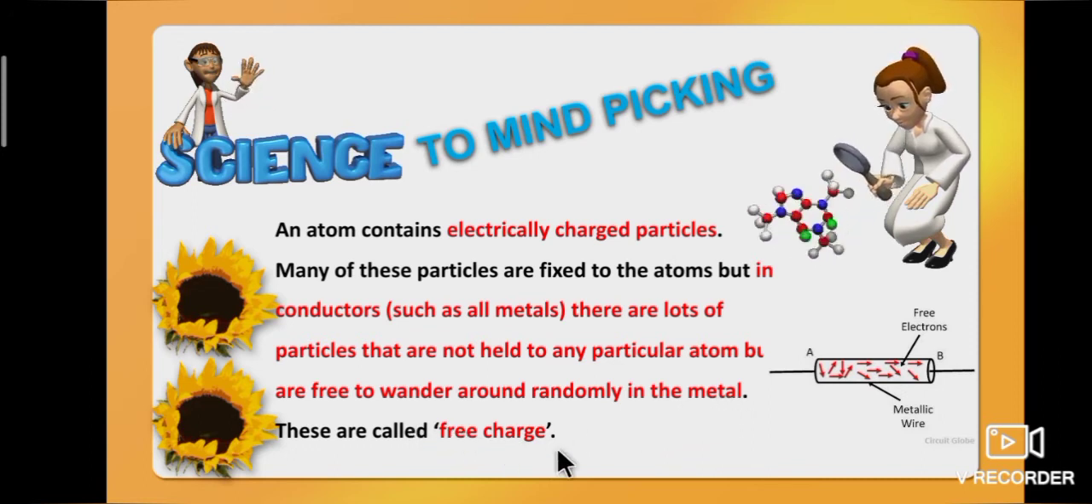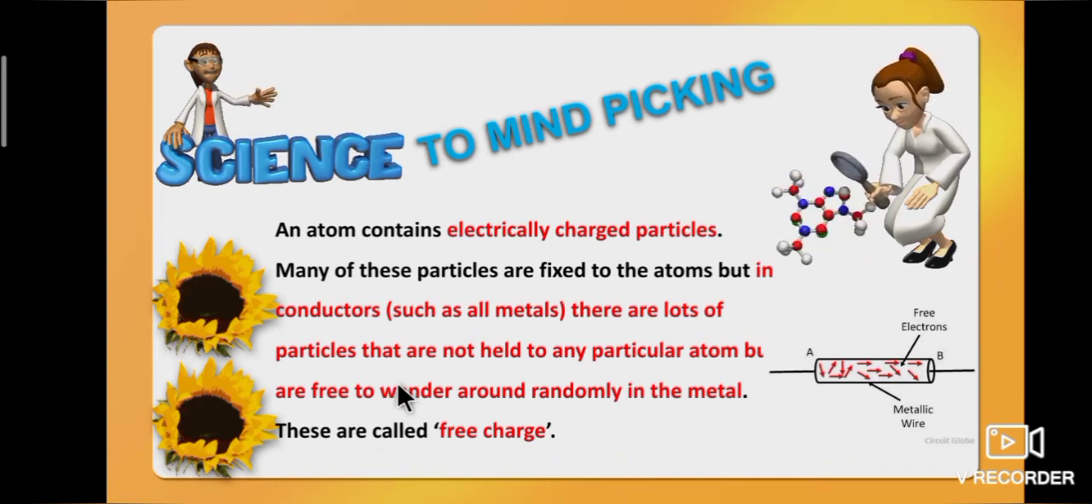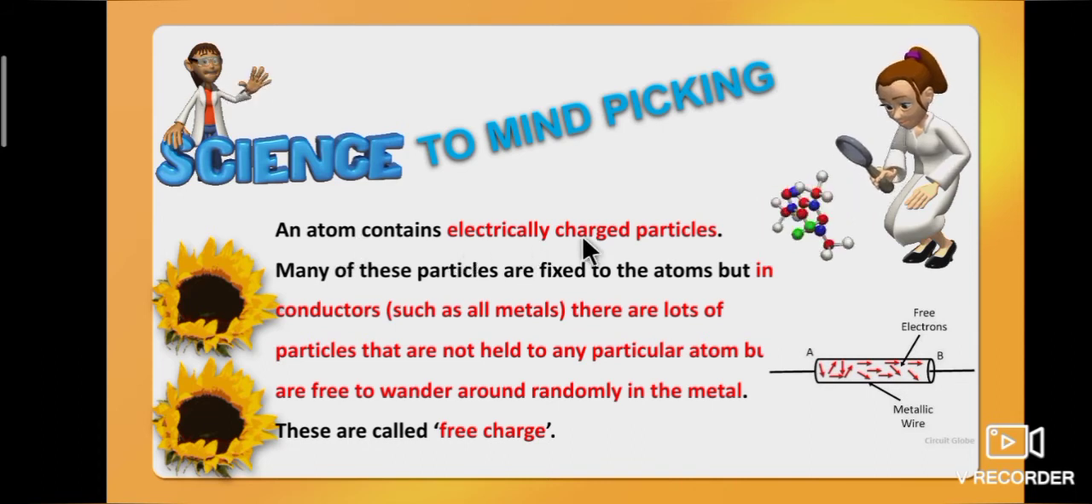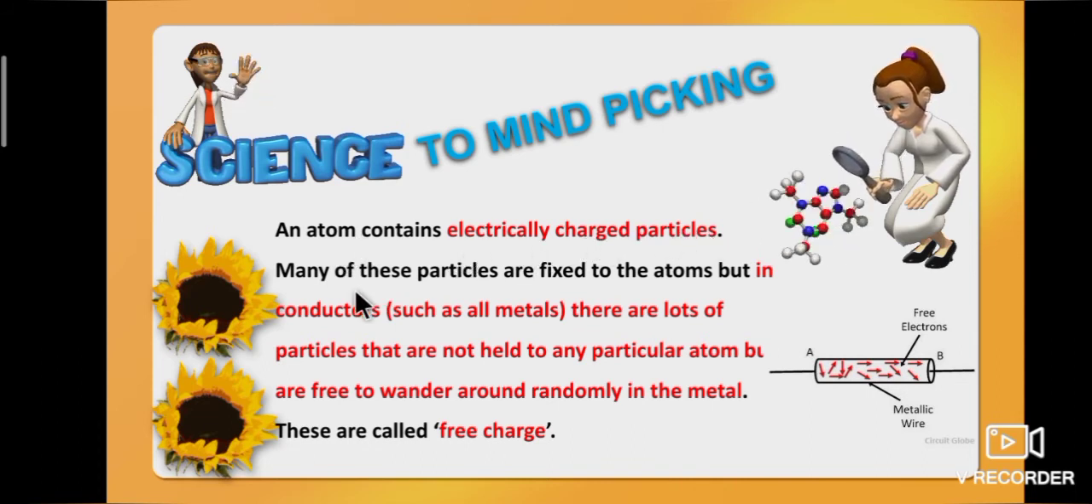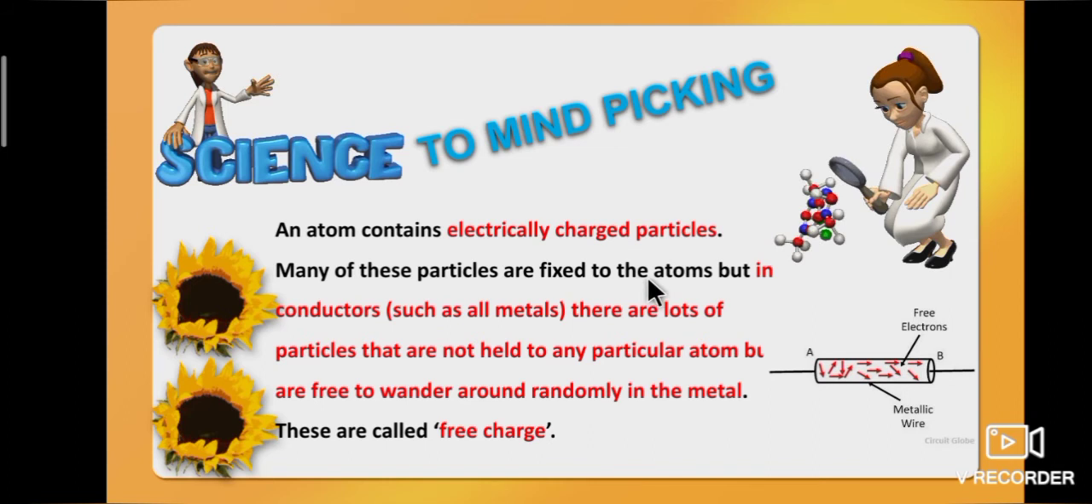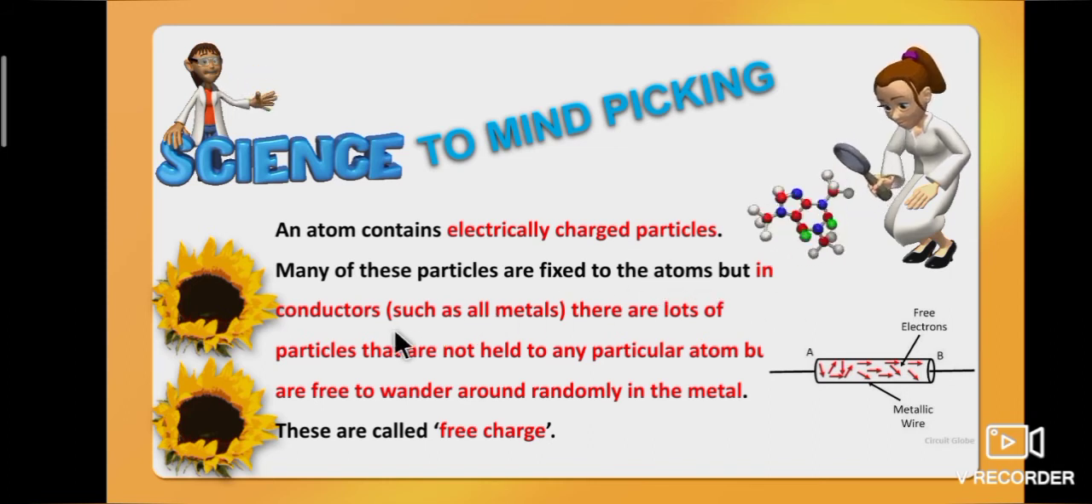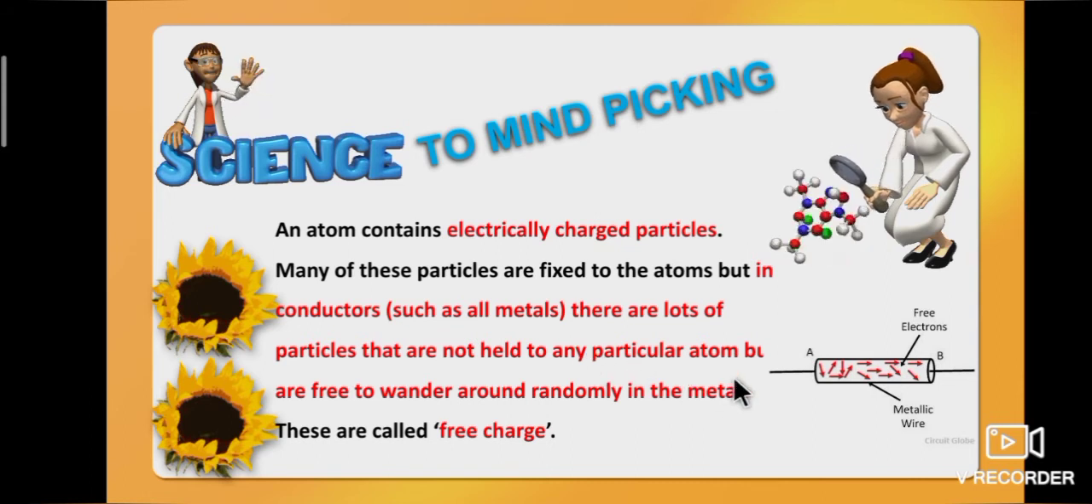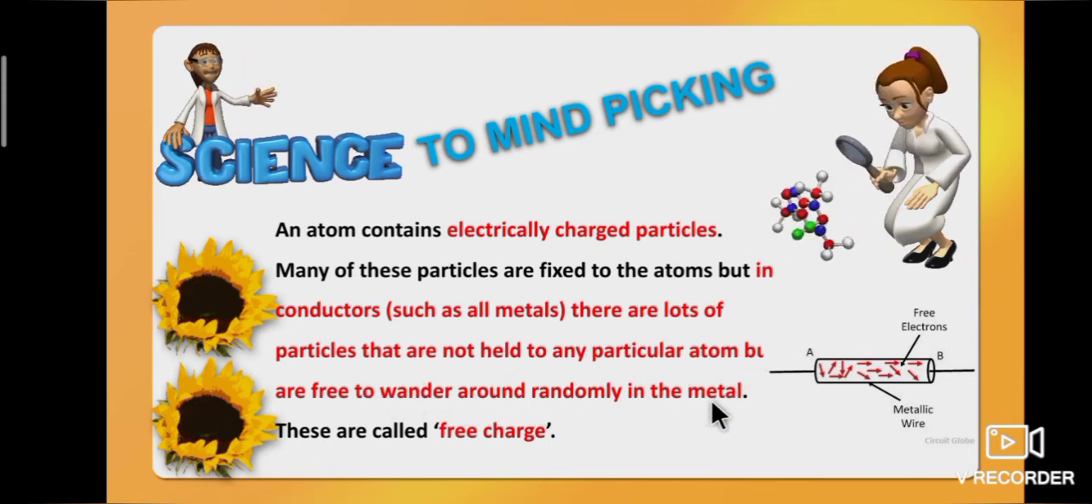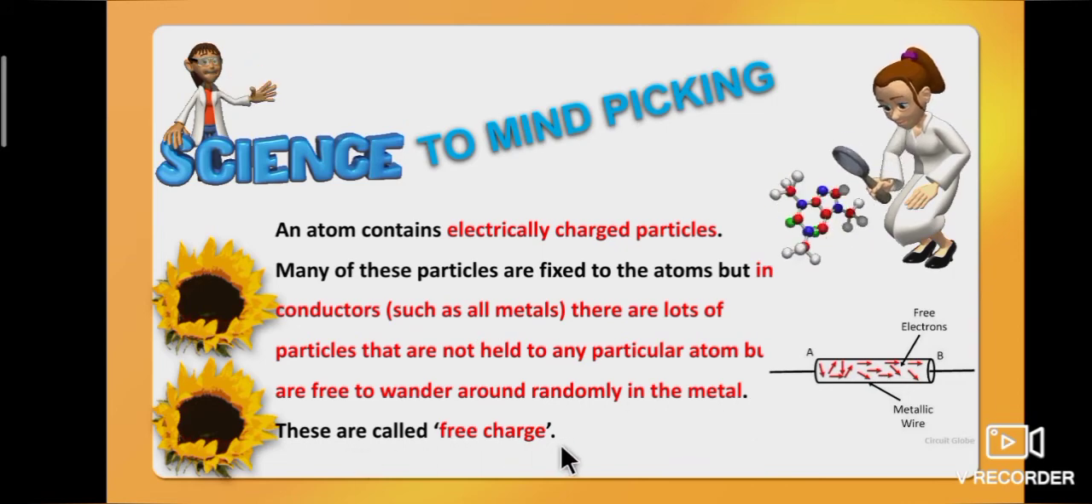These are called free charge. Once again I repeat, an atom contains electrically charged particles. Many of these particles are fixed to the atoms, but in conductors there are lots of particles that are not held to any particular atom, but are free to wander around randomly in the metal. These are called free charge.